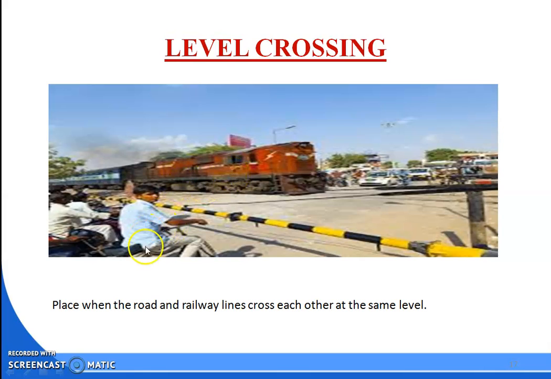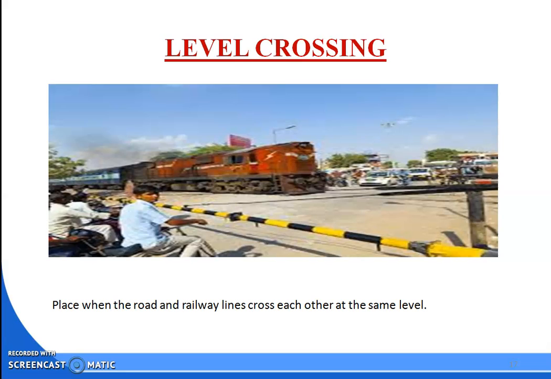So the place where the road and railway line cross each other at the same level is called a level crossing. We will know a little more about that. A level crossing is an intersection where a railway line crosses a road or path, or in rare situations an airport runway, at the same level. This is opposed to a railway line crossing over or under using an overcross or a tunnel.